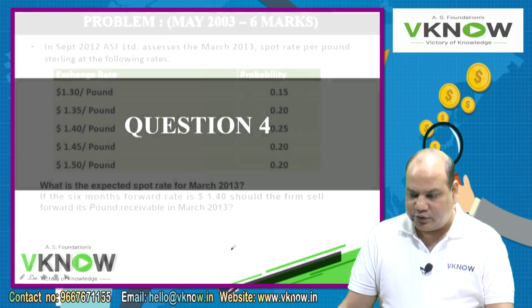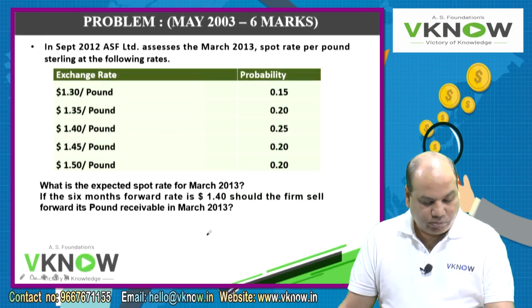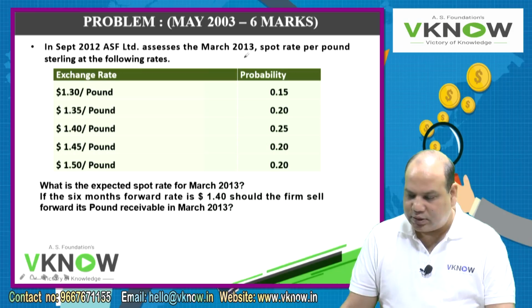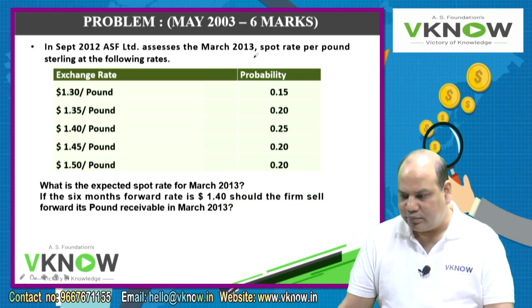Now we'll take one exam question. May 2003 exam, 6 marks, whether to cover using forward contract or not to cover. In September 2012, ASF Limited assesses the March 2013 spot rate per pound sterling at the following rate.